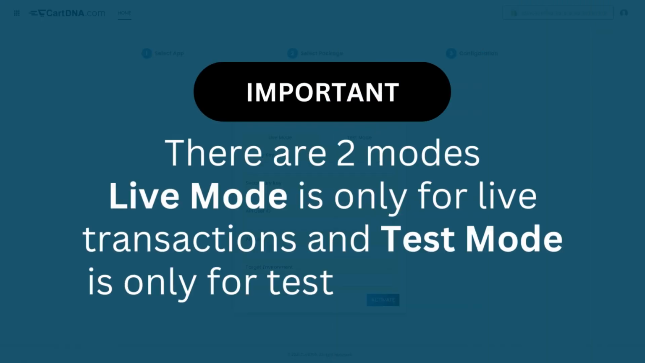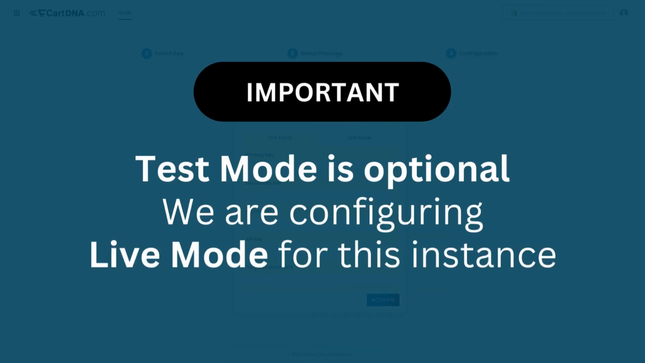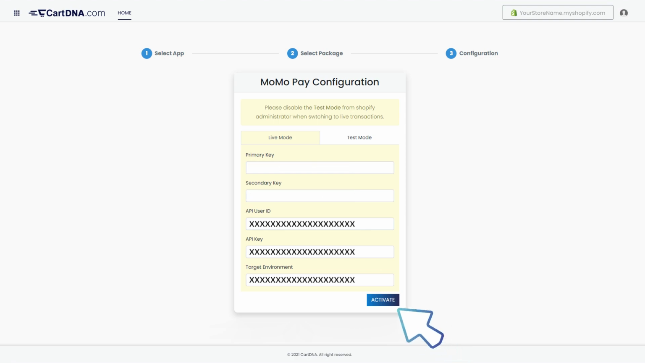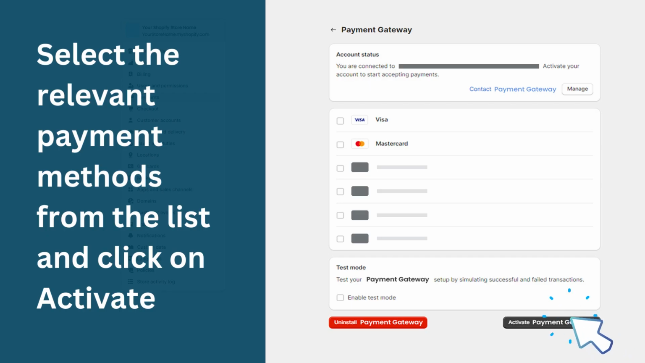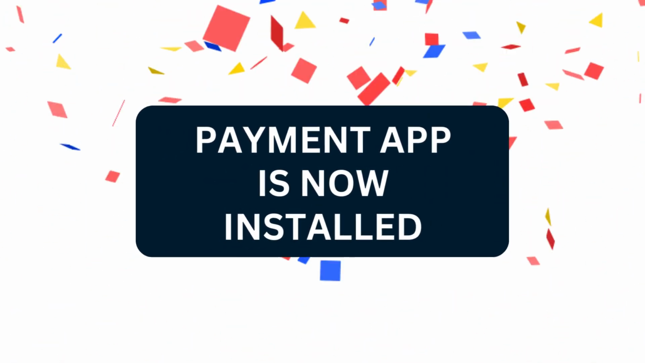Important: there are two modes. Live mode is only for live transactions and test mode is only for test transactions. Test mode is optional. We are configuring live mode for this instance. Enter the credentials that you got from your MomoPay account and click on Activate. Select the relevant payment methods from the list and click on Activate. Your payment app is installed.